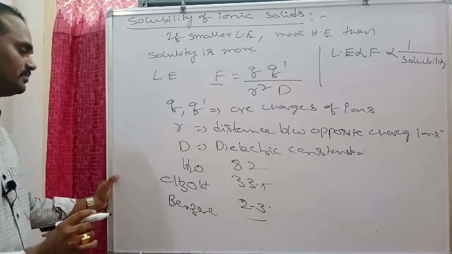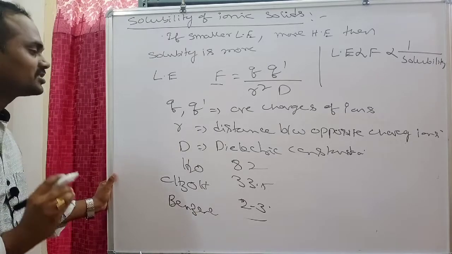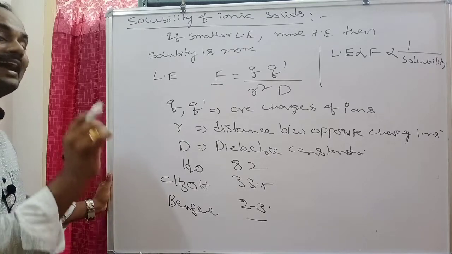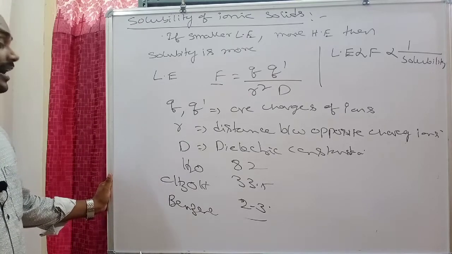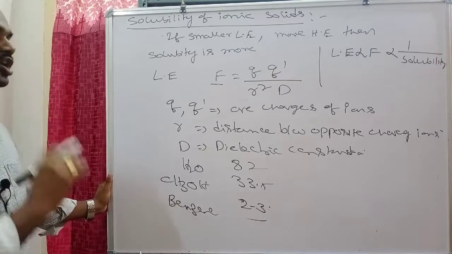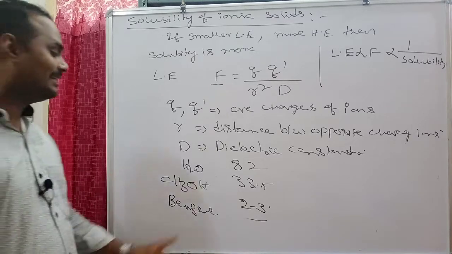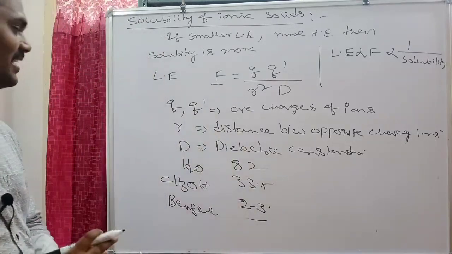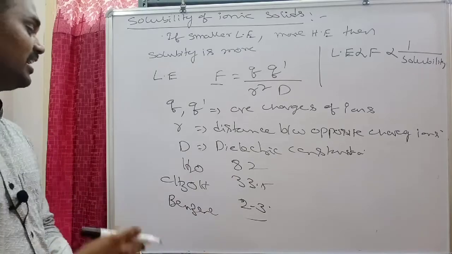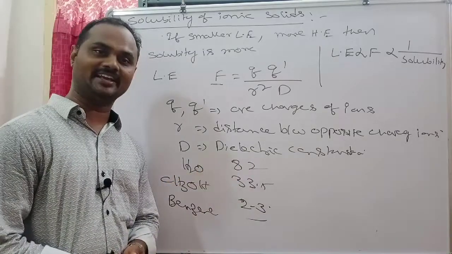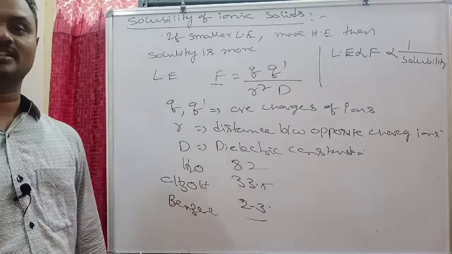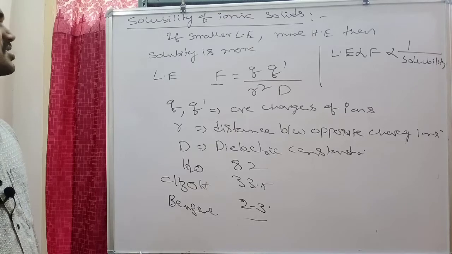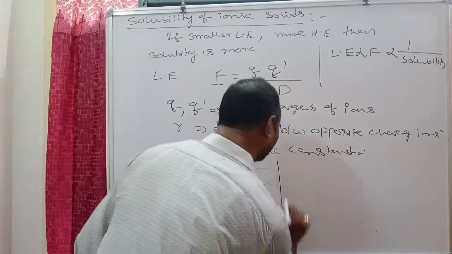Carefully see. In general, ionic solids are more soluble in solvents having high dielectric constant. Ionic solids are very less soluble in solvents having the least dielectric constant. Suppose you take NaCl, an ionic solid. It is readily soluble in water but insoluble in benzene-like solvents. Is it clear? This is the solubility of ionic solids.